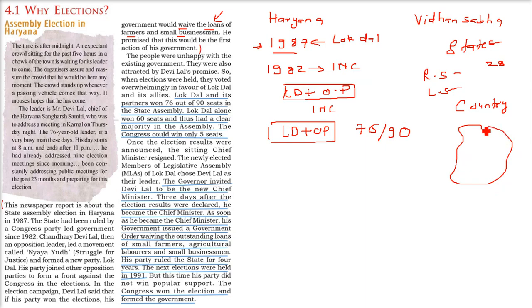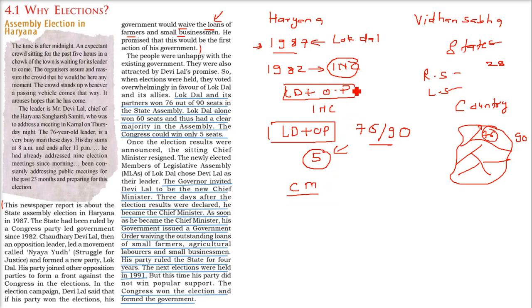So Haryana is a state, and in this case there are 90 seats, and 76 seats were won by Lok Dal and the allied parties. The Indian National Congress, which was in power in 1982, only managed to win 5 seats. You can see that the party which held office and had the government came down to only 5. So this is the beauty of democracy. The governor, when he saw the majority, called Chaudhry Devi Lal, and he was appointed the new chief minister of the state.